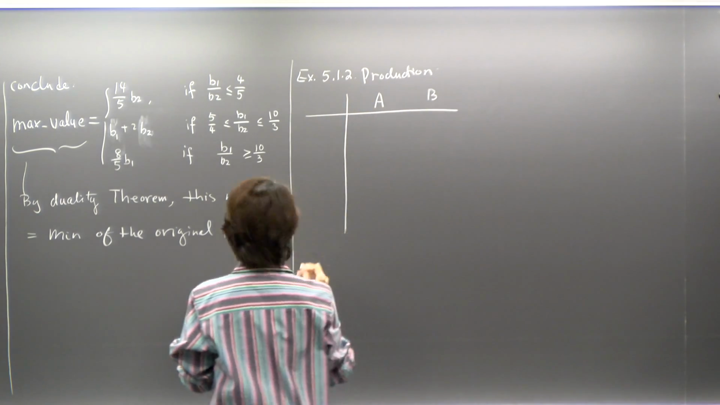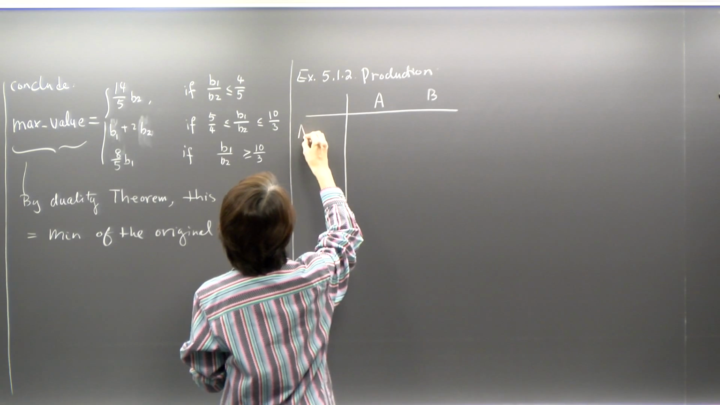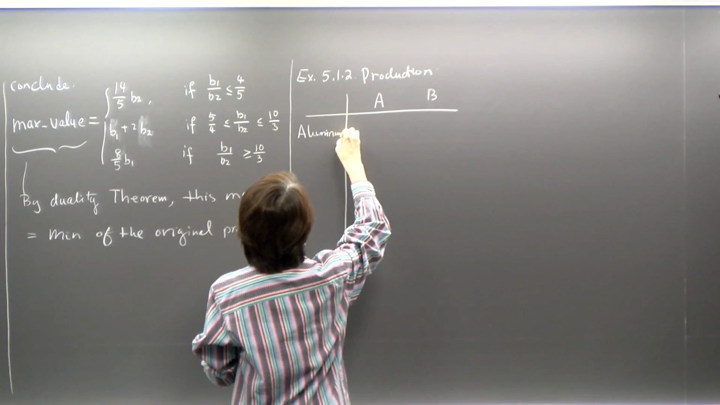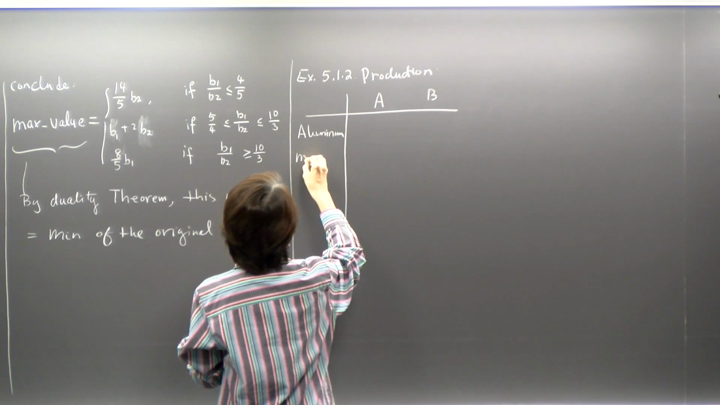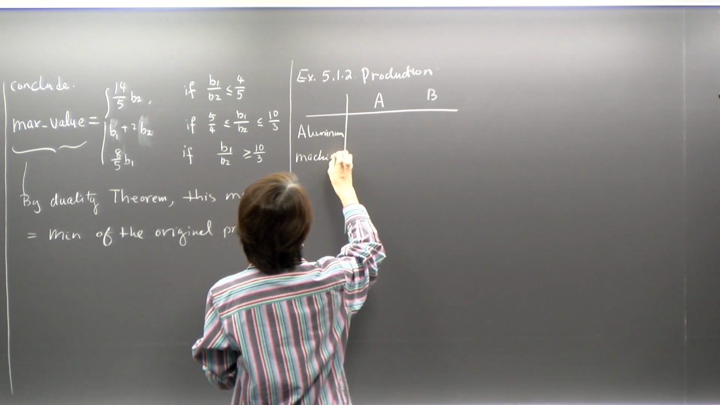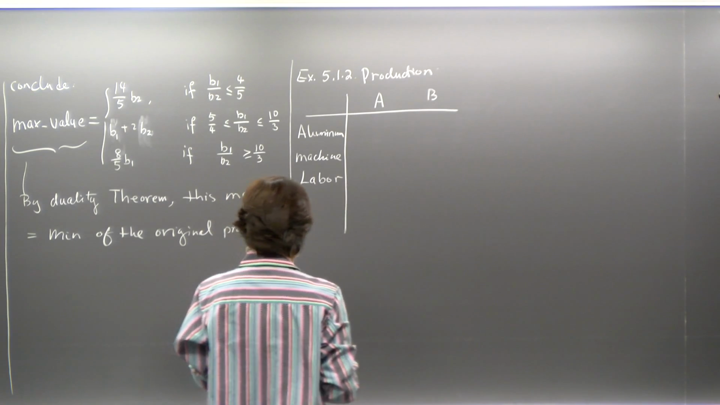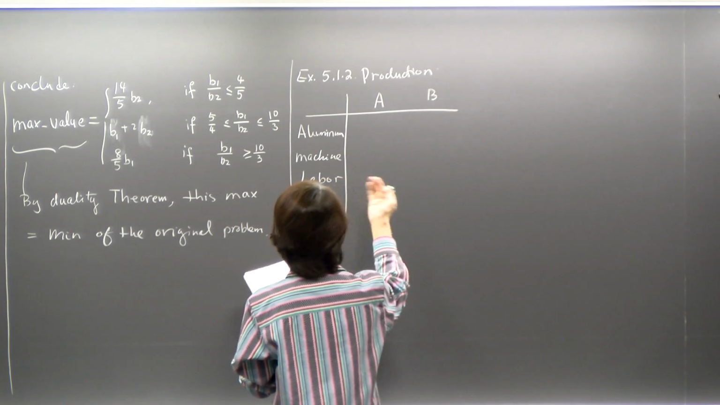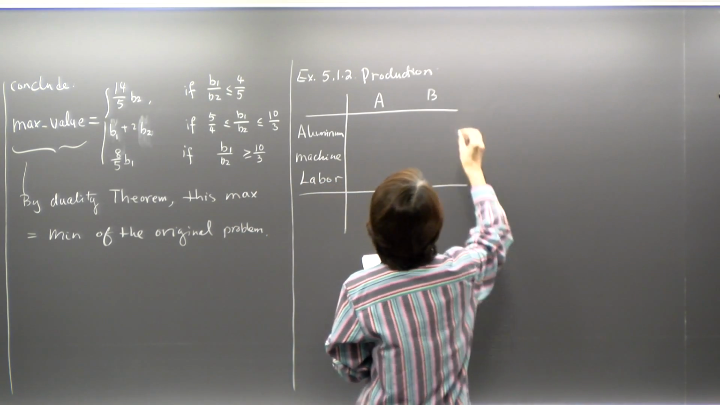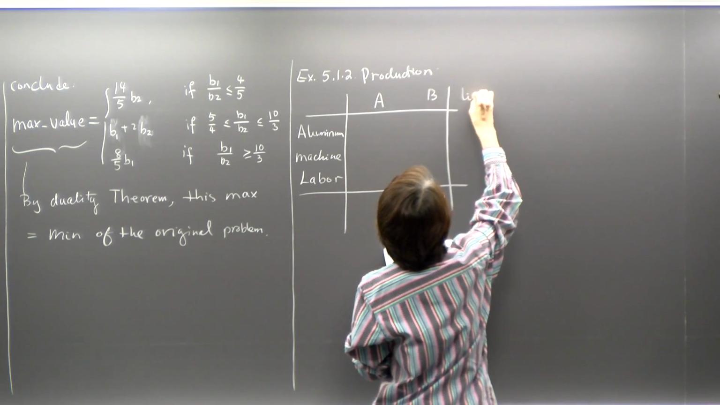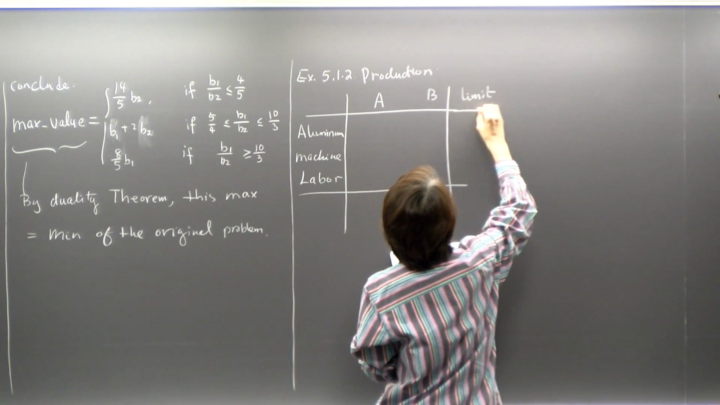And then I have resources. So let's say aluminum. I could say resource 1 and 2. Let's say aluminum and machine time, how much I can use, and let's say that's labor. Okay? And then to make each boat, I need to do things. So I have data here, and then for the resource, I have a limit.